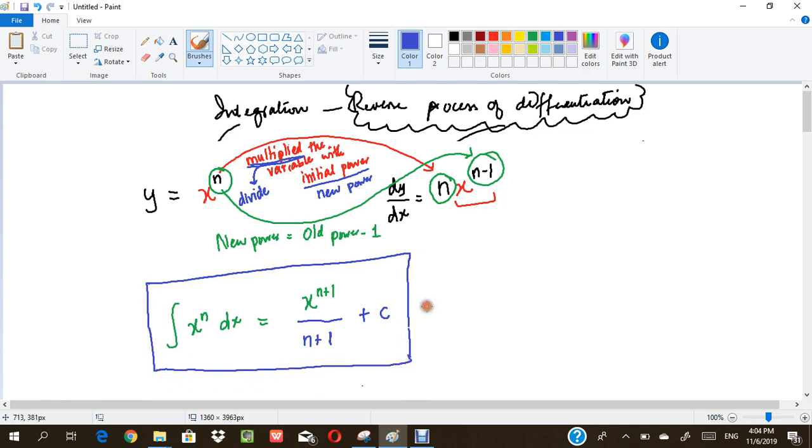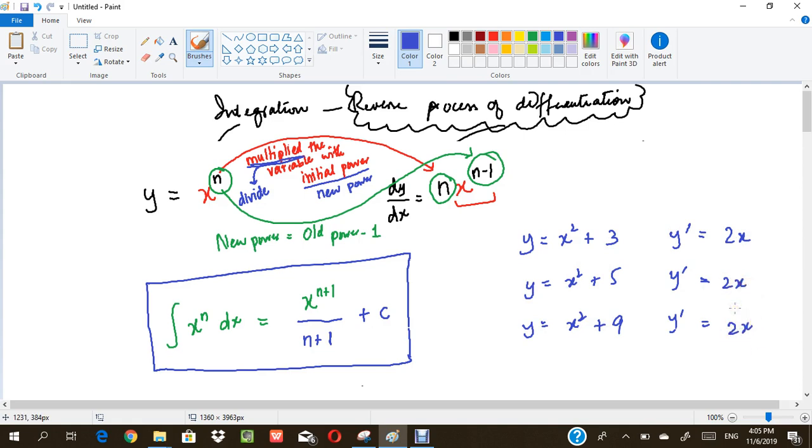Right. Now, why do we have to include this constant of integration here? The answer is simple. Let's take three expressions: y is equal to x squared add 3, y is equal to x squared add 5, and y is equal to x squared add 9. Now, if I find the derivative in each case, it is going to give me the same thing, that is 2x.